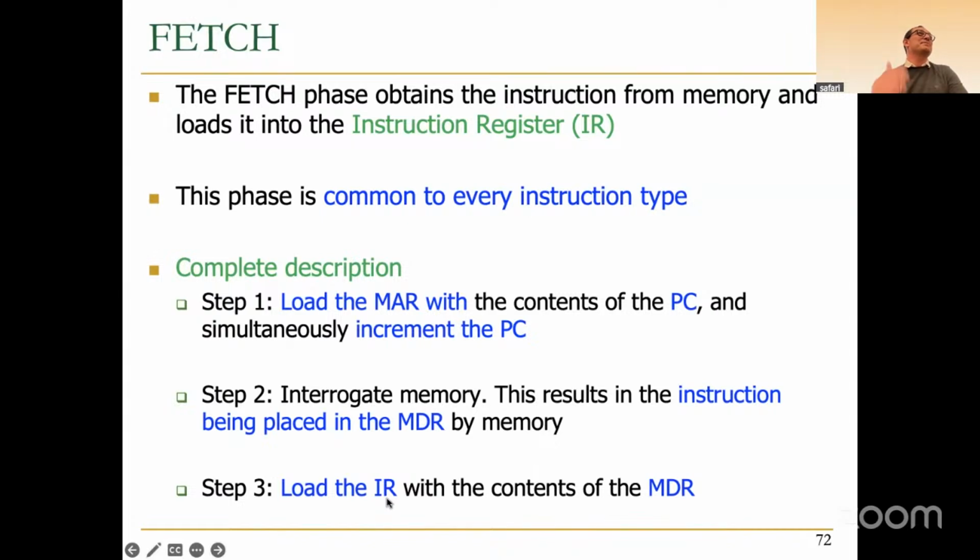So there are 3 steps to get the contents pointed to by the program counter, which is the address of the instruction that you want. Eventually, after these 3 steps, the instruction that you want at that program counter, at that memory location, gets placed into the instruction register. Now you have the full content of the instruction. You fetched the instruction.